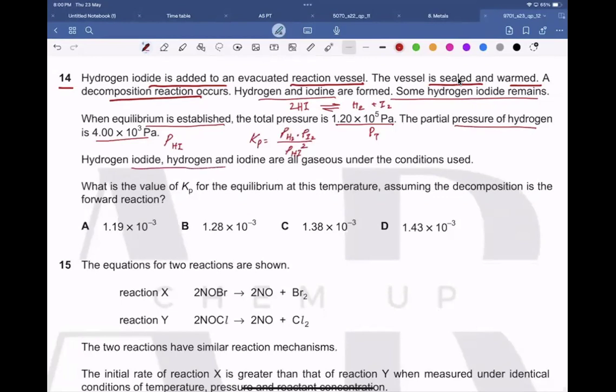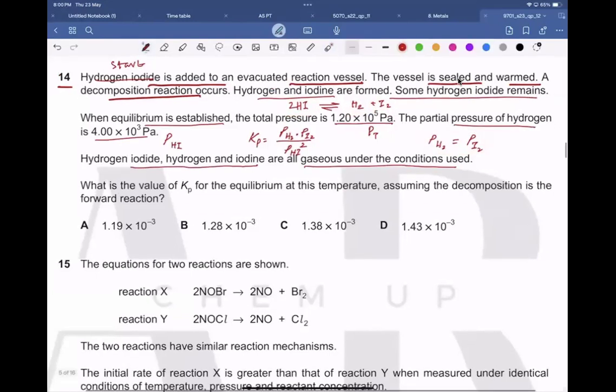Now, hydrogen iodide, hydrogen and iodine are all gaseous under the conditions used. Okay, now if you see, there is a very important thing. At the start, they have used only hydrogen iodide. So it means that the partial pressure of hydrogen and the partial pressure of iodine are going to be equal because their mole ratio is 1:1. So for example, if 2 moles of hydrogen iodide are decomposed, we are going to get 1 mole of hydrogen and 1 mole of iodine. So if the moles are the same, then the partial pressures of these gases are going to be the same. Is this understandable to all of you?